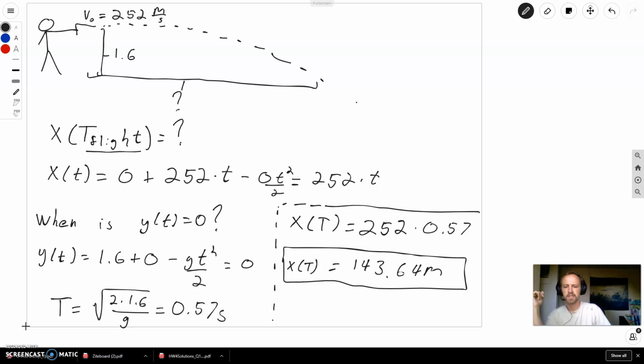So the time is the connecting thing that connects the x and the y. We deal with the y on its own, and we find a time. Now we go to the x, and we evaluate the x at that time. And that's how we get our 143.64 meters. And that is your answer.